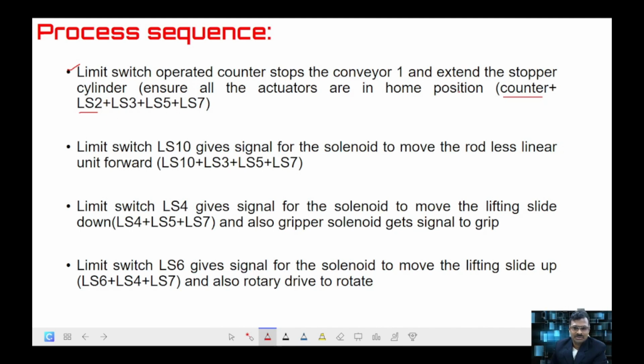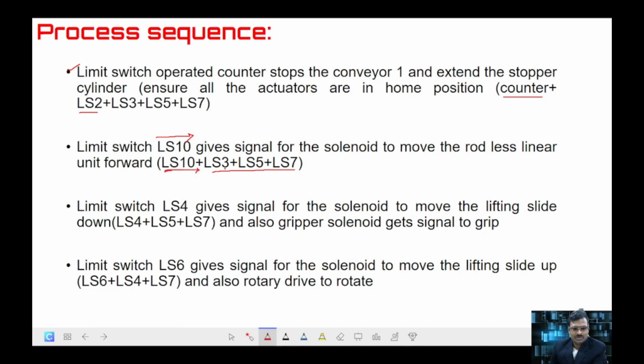So this I make sure. Once all these conditions are satisfied, the stopper cylinder will move further. Once the stopper cylinder reaches the extended position, that extended position will be detected by LS10. Once LS10 is reached, again I ensure that all these actuators are in home position, and only the stopper cylinder is extended.